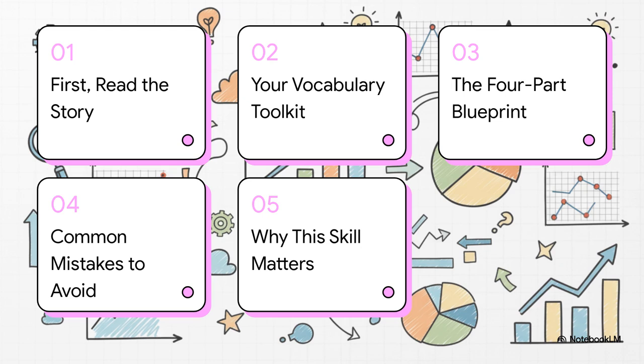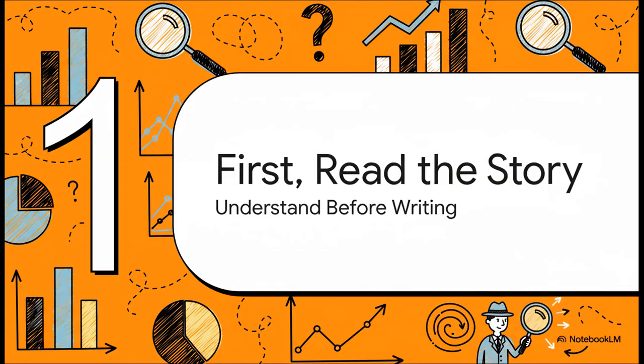So here's our game plan. First, we're going to learn how to actually read the story in the data. Then, we'll build up your vocabulary toolkit. After that, I'll walk you through a simple 4-part blueprint. And finally, we'll cover some common mistakes and talk about why this skill really matters. Sound good? All right, first up, and listen, this is probably the most critical step of all.